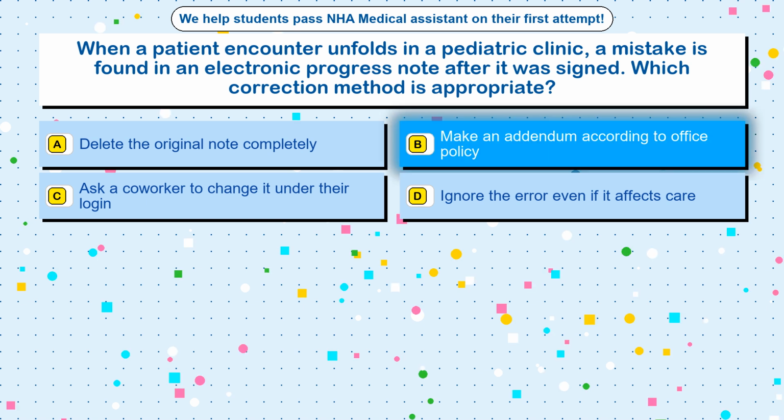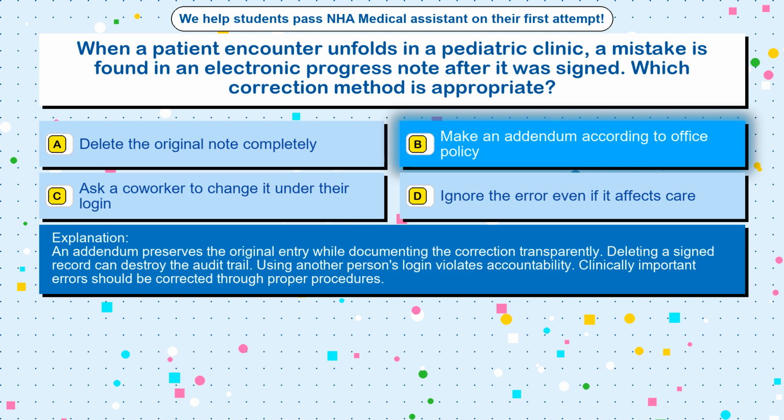The correct answer is option B, make an addendum according to office policy. An addendum preserves the original entry while documenting the correction transparently. Deleting a signed record can destroy the audit trail. Using another person's login violates accountability. Clinically important errors should be corrected through proper procedures.